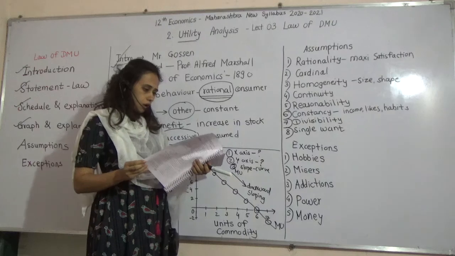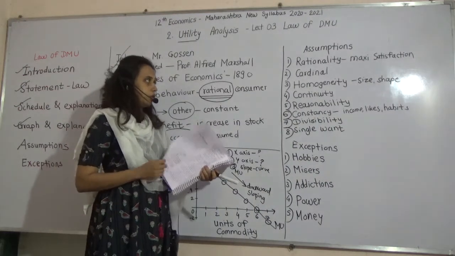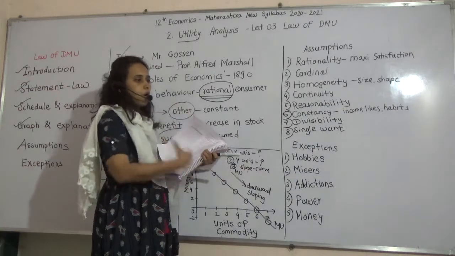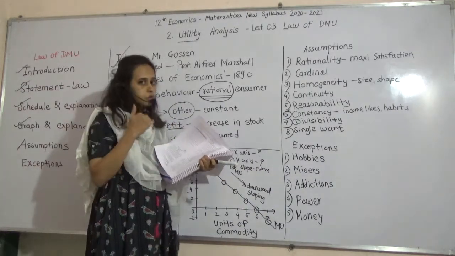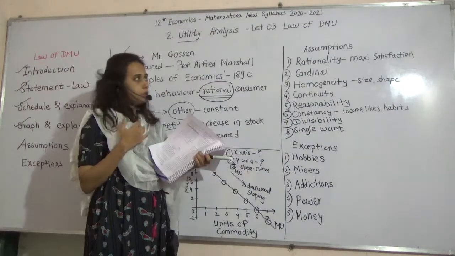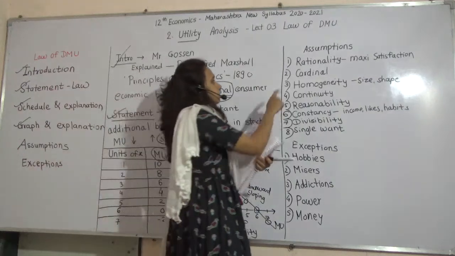Rational means his aim should be to get maximum satisfaction. It's not like, "I'm paying the money, so let me eat more." It's not like that. The person should think about himself, that if I eat more, nothing should happen to me. That's why his aim should be to get maximum satisfaction.